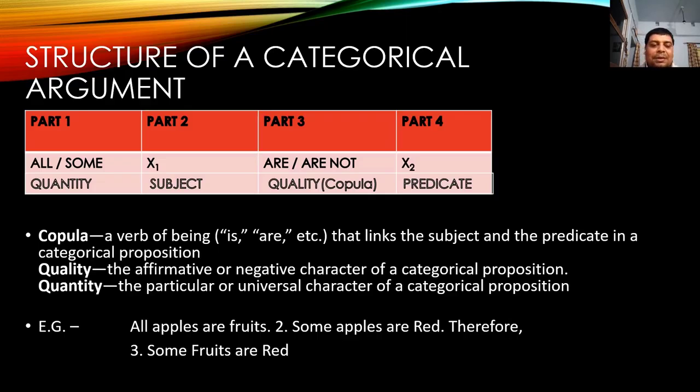Now what is the copula? The copula is a verb of being, such as is or are, that links the subject and the predicate in a categorical proposition. What is quality? The affirmative or negative character of a categorical proposition. What is quantity? The particular or universal characteristic of a categorical proposition. So quality is either affirmative or negative, whereas quantity represents universal or particular.